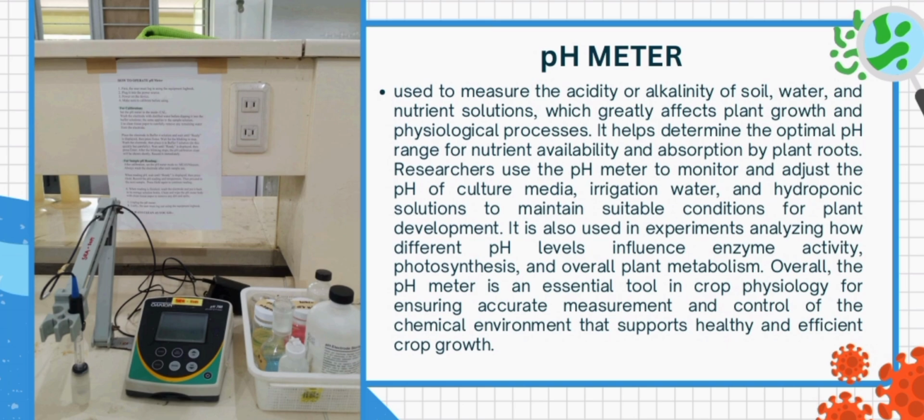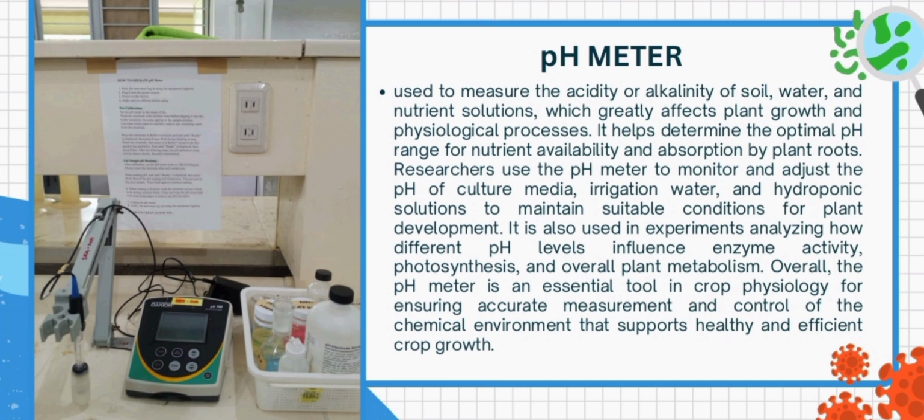pH meter. Used to measure the acidity or alkalinity of soil, water, and nutrient solutions, which greatly affects plant growth and physiological processes. It helps determine the optimal pH range for nutrient availability and absorption by plant roots. Researchers use the pH meter to monitor and adjust the pH of culture media, irrigation water, and hydroponic solutions to maintain suitable conditions for plant development.